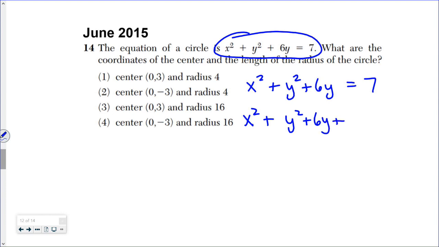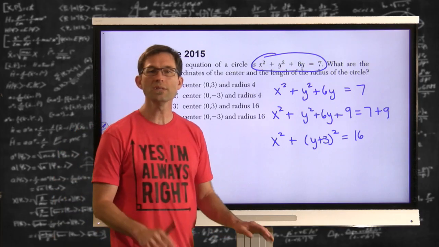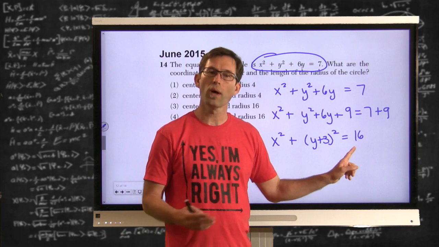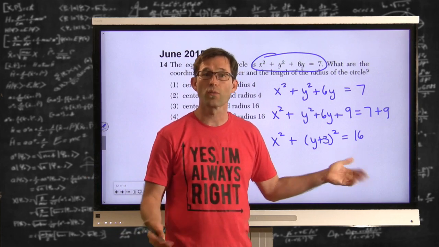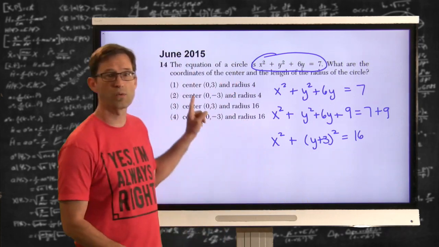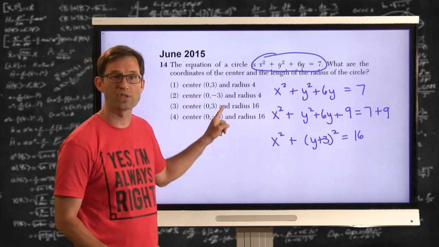Dividing 6 by 2 gives me 3, squaring it gives me 9. Don't forget to add the 9 to the other side. Again, nothing I'm going to do to that x, but then I'm going to get y plus 3 quantity squared equals 16. So right away, the easy part might be to look at the 16 and go, well, the radius has to be the square root of that, so the radius is 4. In which case, my answer is either 1 or 2.